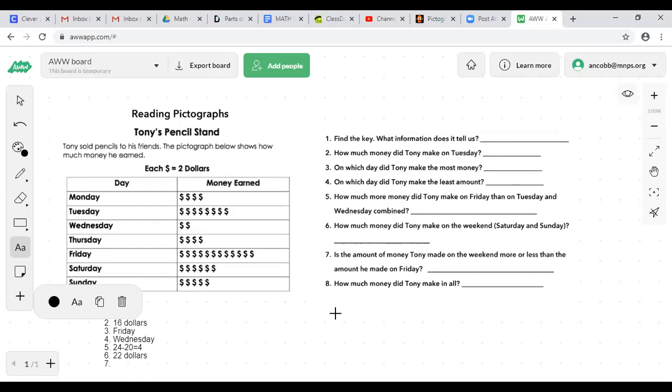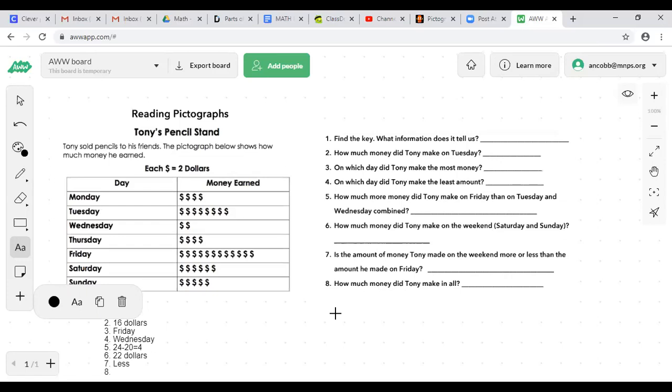Number 7, is the amount of money Tony made on the weekend more or less than the money he made on Friday? And again, we have to remember on Friday he made $24, but on Saturday and Sunday he only made $22. So that means that he made less. 22 is a smaller number than 24.